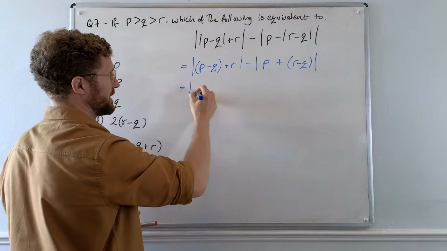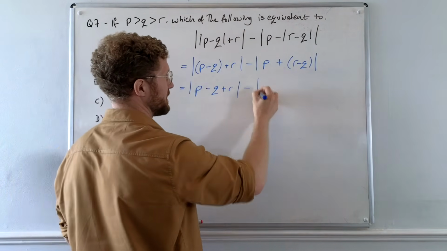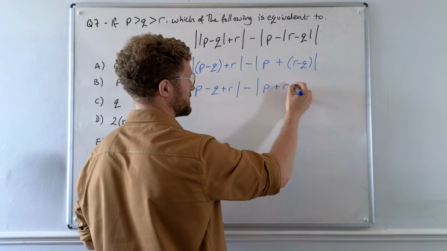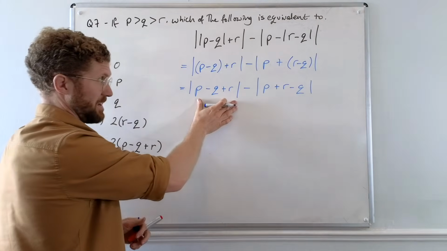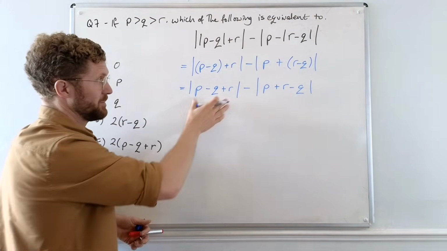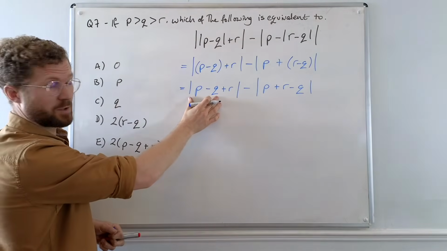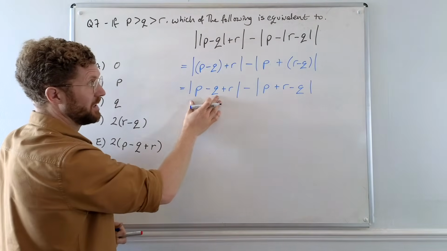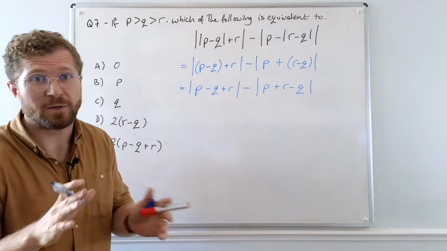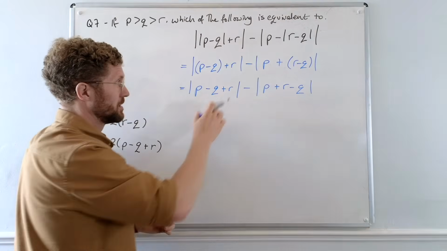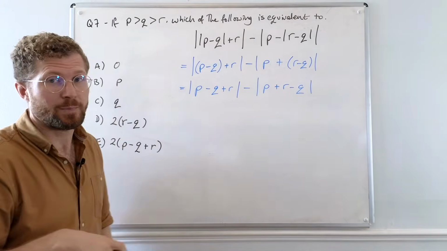I have the absolute value of P minus Q plus R, take away the absolute value sign of P plus R minus Q. Right now, let's take the left-hand side just because it's first in line, but let's look at this one first. As we said, P minus Q is going to be positive. We've dealt with that. And now I'm going to add R on. But now we hit a bit of a difficulty. Look, if R is positive, then P minus Q plus R, great, that's going to be positive and we're out of here. But we don't know that.